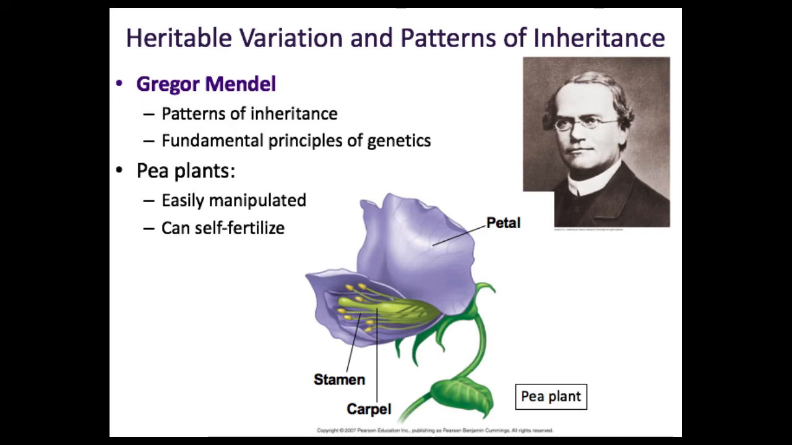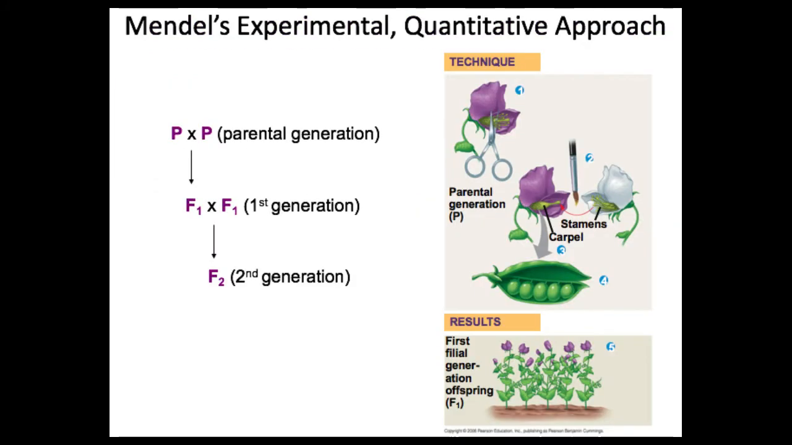Now let's look a little bit at the history of how inheritance was first hypothesized. We credit Gregor Mendel as the father of genetics, even though back then he had no idea what DNA even was. DNA had not yet been discovered in the 1800s, but Gregor Mendel did understand how inheritance worked. He actually used pea plants as his model organism, since those plants are easily manipulated.